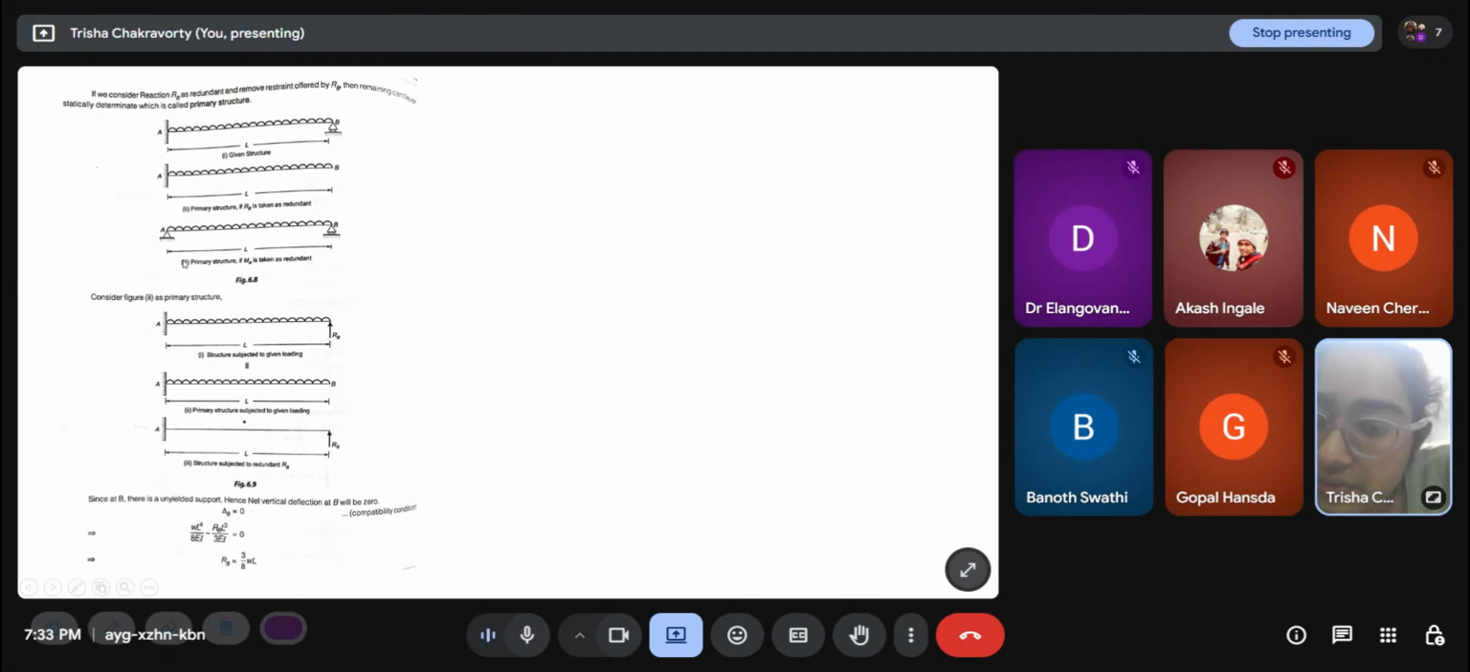and I could also do it in another way. Like as I said, we could remove the moment restraint here, and we could call this the primary structure, which is a simply supported beam.